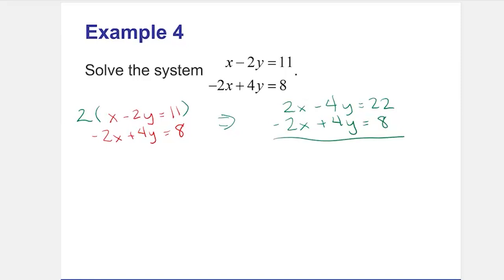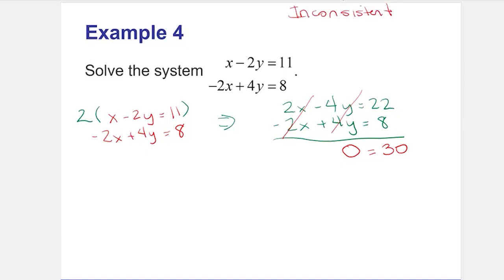Now, when I add them together, notice this cancels and this cancels, and I end up with 0 equals 30. Well, 0 never equals 30, right? So I can say for sure that this has no solution. If I were to solve these for y, I would find out that they both have the same slope. They're parallel, they're inconsistent because there's no solution.